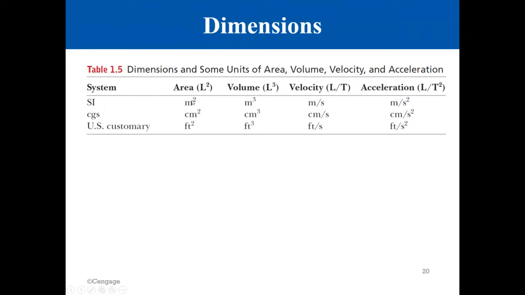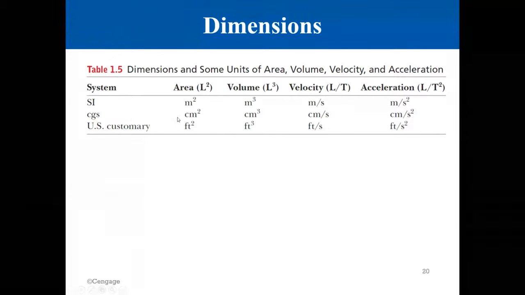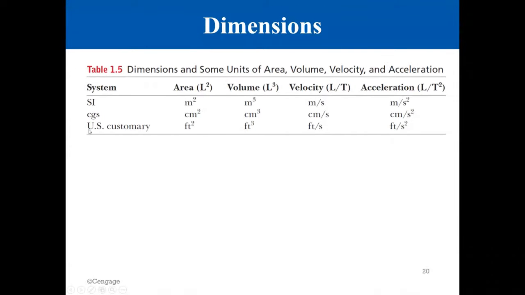Before the SI system, there was the CGS system. Area was measured in centimeter squared. There is also the US system, where you have the foot squared. For volume, the dimension is L cubed. The SI unit is meter cubed.